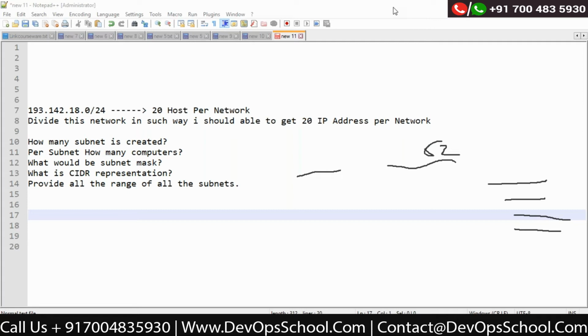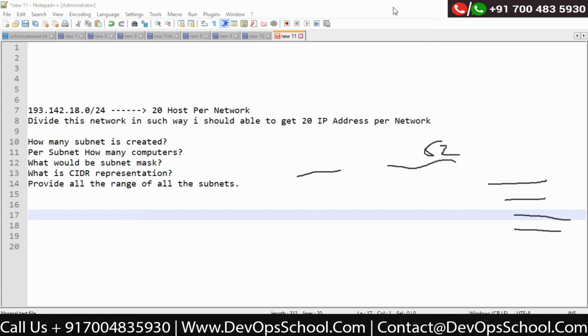And per network, how many computers are we getting? 32. 32 is not the actual usable number. 32 minus 2, that means we are using 30. The first and last we cannot use, because the first is the network ID and the last is the broadcast ID. Okay, that's great. Now this is a class C subnetting.